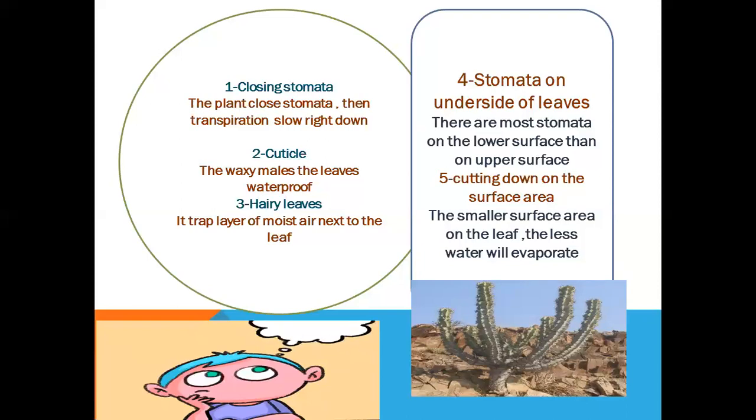And let's move on to another part, the hairy leaves, which trap a layer of moist air next to the leaf. You can say moist air around the leaves. Leaf or leaves, the same point. And there is another structure for xerophytes, stomata on the underside. The plant has a small number of stomata, which means only a little water vapor evaporates from the plant. So the plant keeps more water.